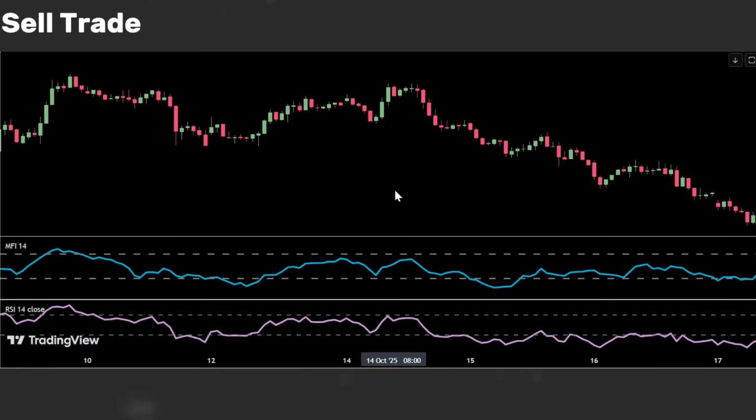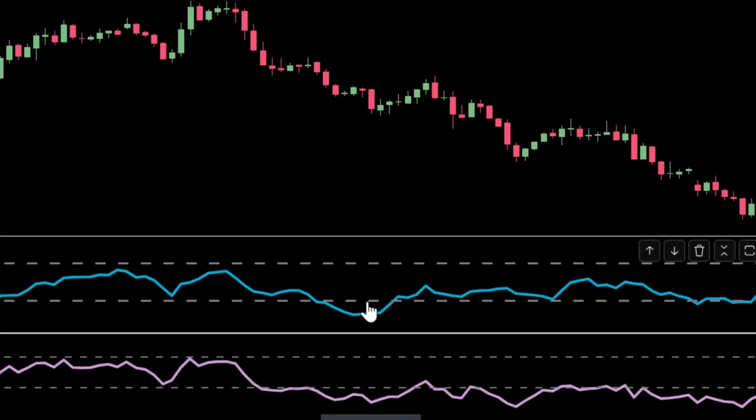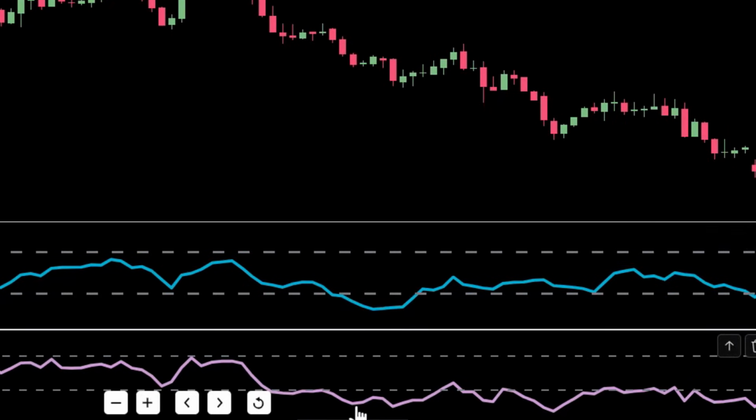Sell trade. For a sell trade, we also follow 3 important steps. First, check the MFI. It should move below 20, showing a strong selling pressure. Second, look at the RSI. It should be below 30, confirming that sellers have a strong momentum and the price is moving down with real strength.